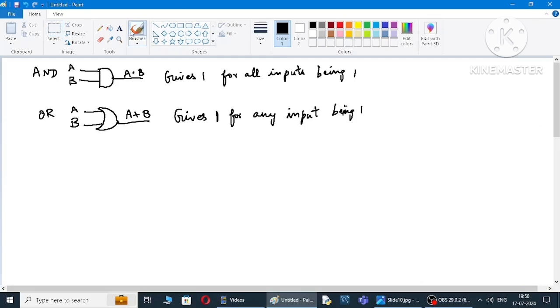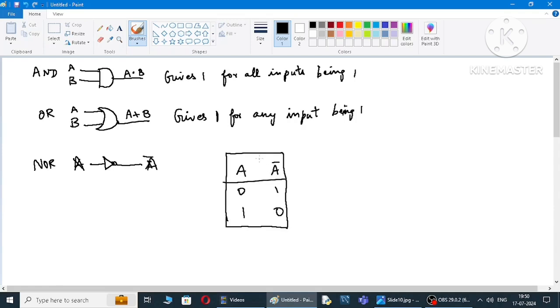NOT gate I already told you. For the NOT gate there is only one input and one output. The NOT gate is represented this way. If X is the input, X bar is the output. If you term the input as A, then A bar is the output. Okay. So it gives 1 for 0 and 0 for 1. So if you give 0 as the input, output will be 1. If you give 1 as the input, output will be 0. So very simple, only two input output combinations. Okay. So this is a NOT gate.